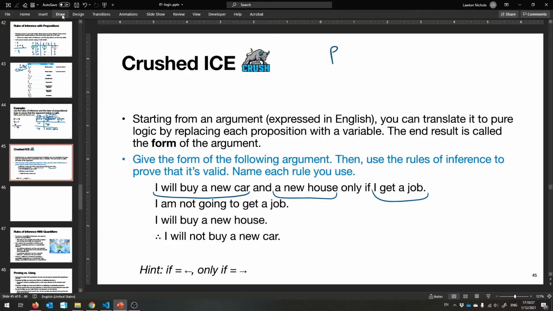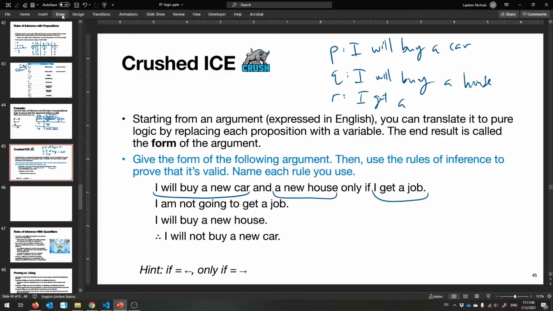So we'll say, all right, let's say that P is, I will buy a new car. Let's say that Q is, I'll buy a new house. And then finally, let's say that R is, I get a job. That's how we can translate those statements from English to propositions. Not I will get, I get. Present tense. I get a job.